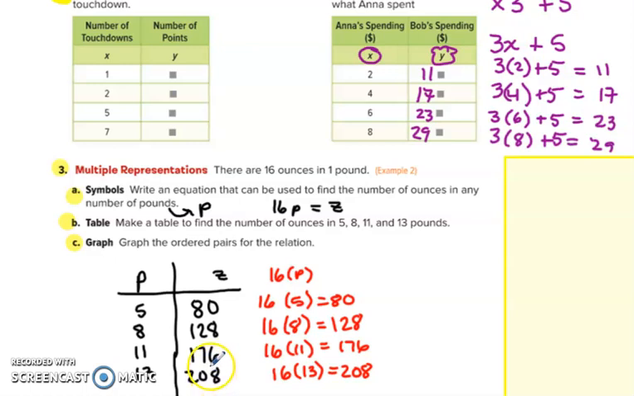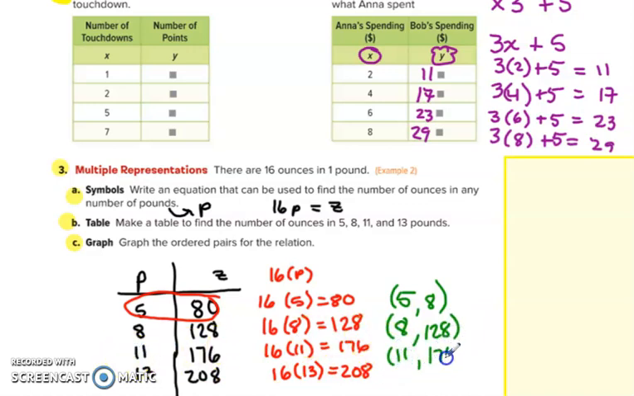But the neat thing about this now is that each one of these actually makes an ordered pair. Okay, 5, 8 is an ordered pair, because it's really an X and a Y value like we talked about up here. Okay, then 8, 128, and then 11, 176, and 13, 208. Okay, so those are ordered pairs. That helps us in graphing this situation.